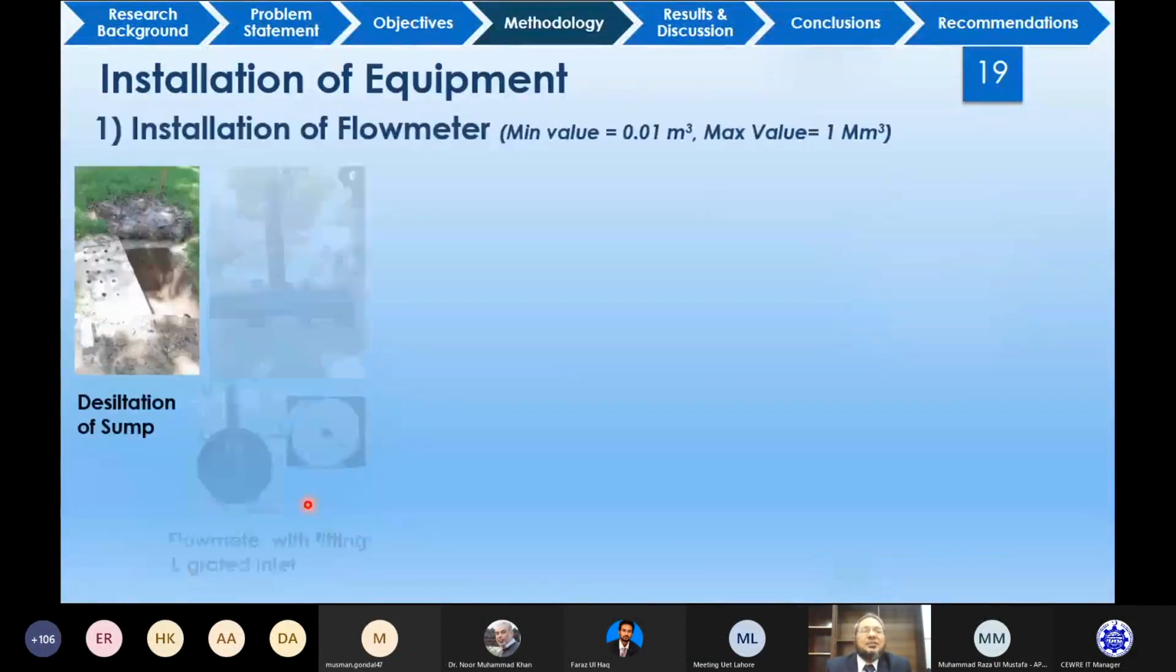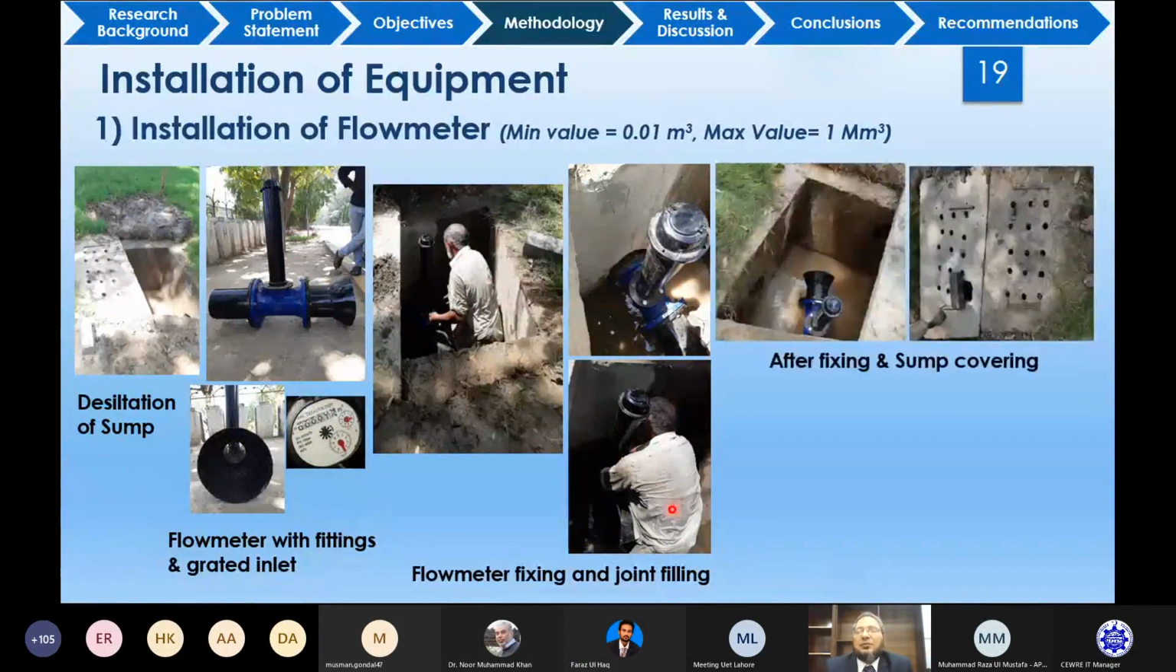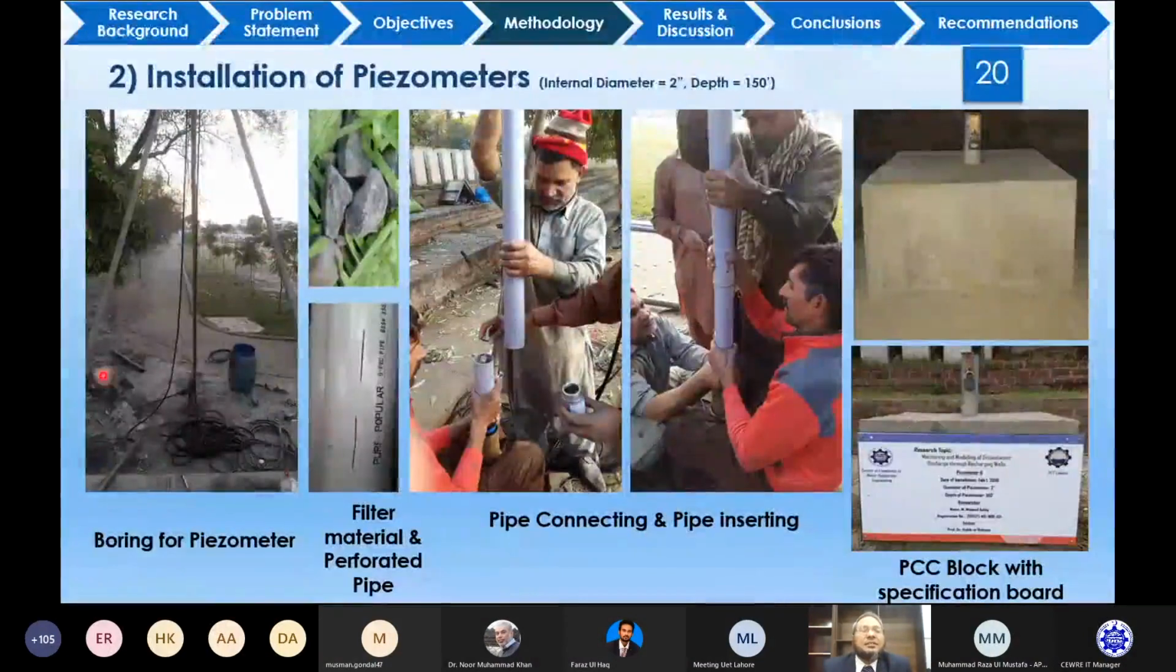Now this is the installation of the flow meter. This is a flow meter which we have installed in the sump, and from here we can observe. This is how the observer can see the dial of the flow meter, and this is the whole installation process. And then this is the installation of the piezometers, the standard pipe, and how they are fixing.